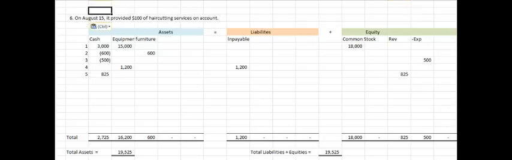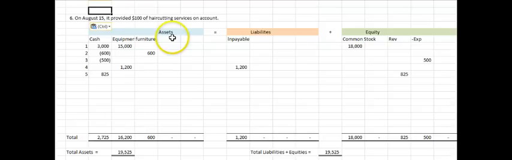Transaction 6. On August 15th, it provided $100 of haircutting services on account. Now, what happened? We provided service. What do we call that? We call that revenue. So revenue is one of the accounts. And then did we receive cash for it? No, we provided it on account. So what do we call it when we are waiting to receive money from clients? We call that accounts receivable. So accounts receivable and revenue are the two accounts affected by this transaction.